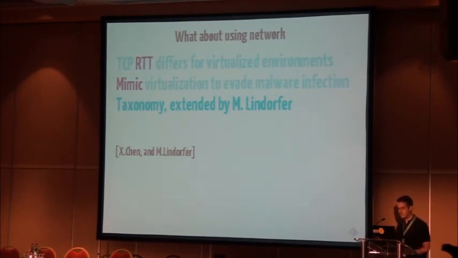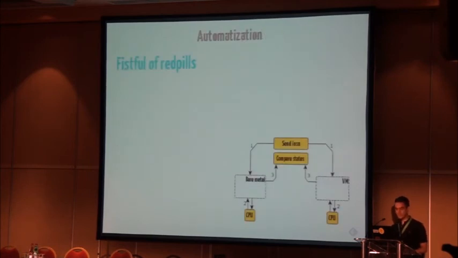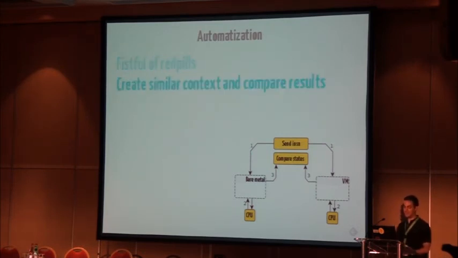Also, for automation, you remember the first full of red pills. You have an instruction that you will send to bare metal and a virtual machine. The same instruction, you will ask the CPU to execute it and see the states afterwards to see if they are the same or not. If they are the same, you don't have a discrepancy here, the malware is not aware. Create similar contexts and compare results. And with that, they were able to find 20,000 discrepancies, not unique, in a few hours, quite fast.